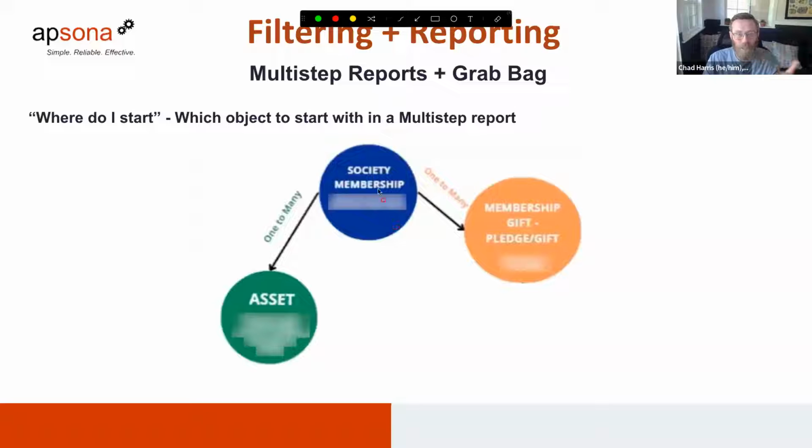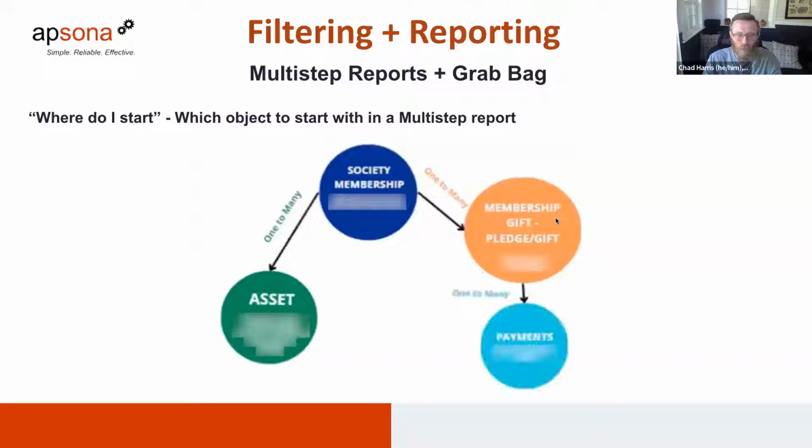So we could easily start with society membership as our object on a single step report, frankly, and then filter it by qualities of its children. That's no problem. And then the request changed. I'm sure folks are familiar with that concept. They said, oh, that's great. But actually, we also have payments that live under the pledge. And we actually need to filter the society membership based on qualities of the payment that's below the gift membership.